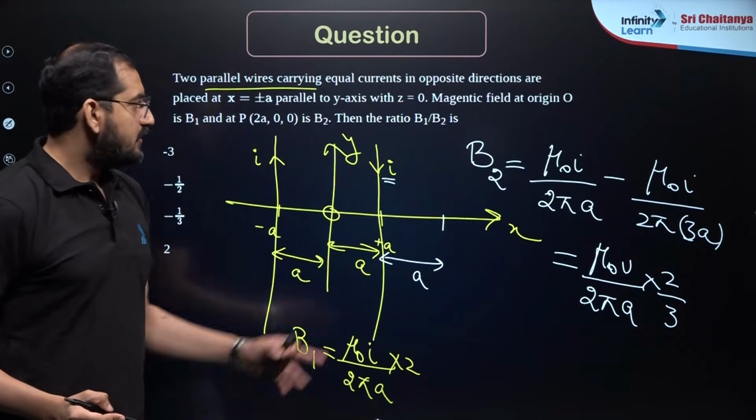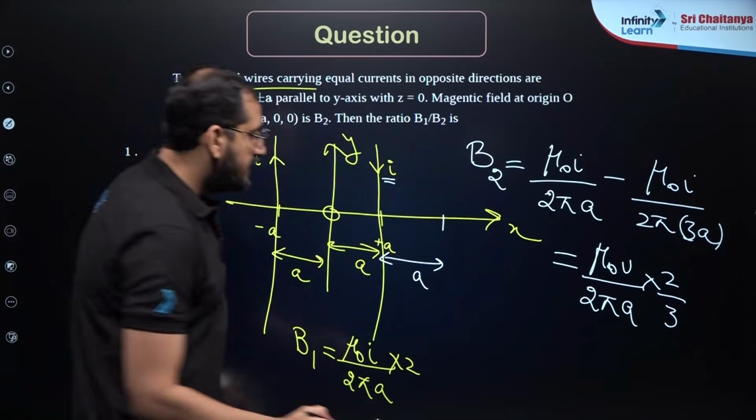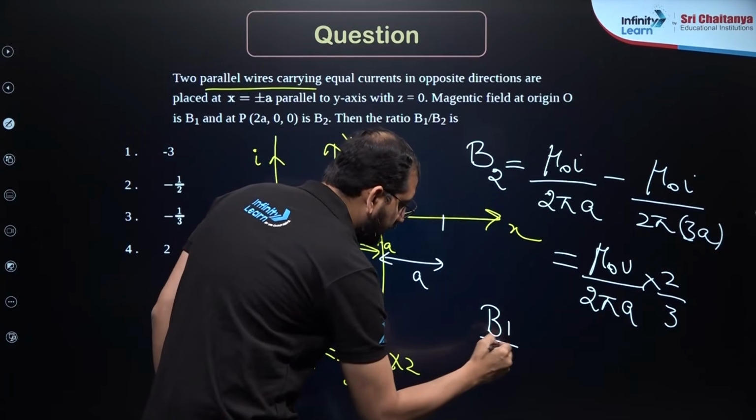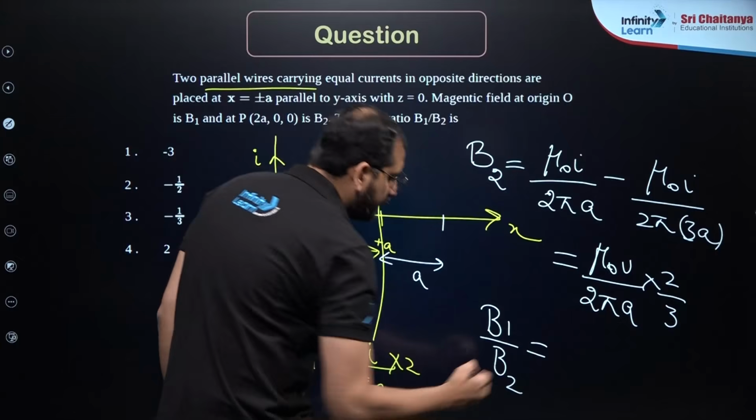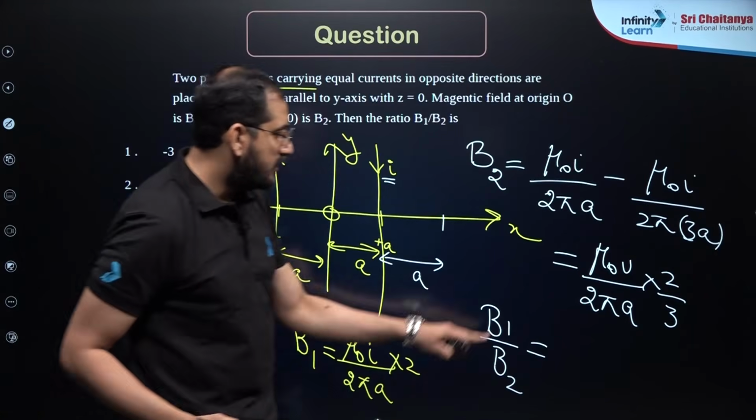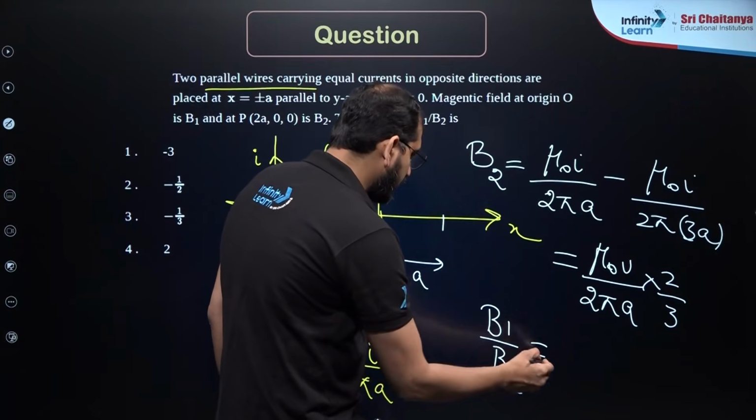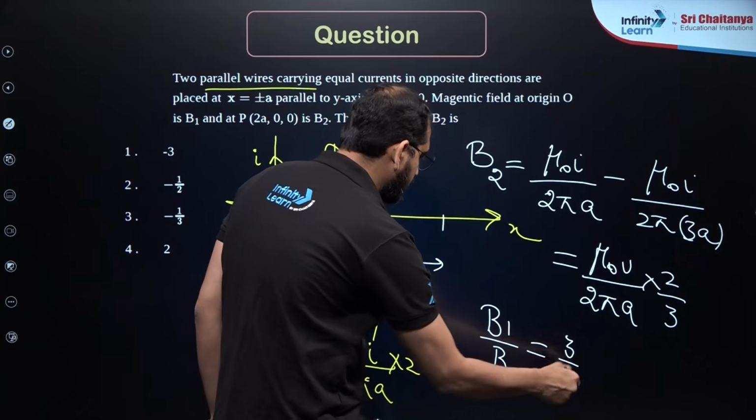What the question is asking is to calculate the ratio B1 and B2. So B1 divided by B2, let's divide them. This value divided by this. 2 will get cancelled out and you will get 3 by 1.